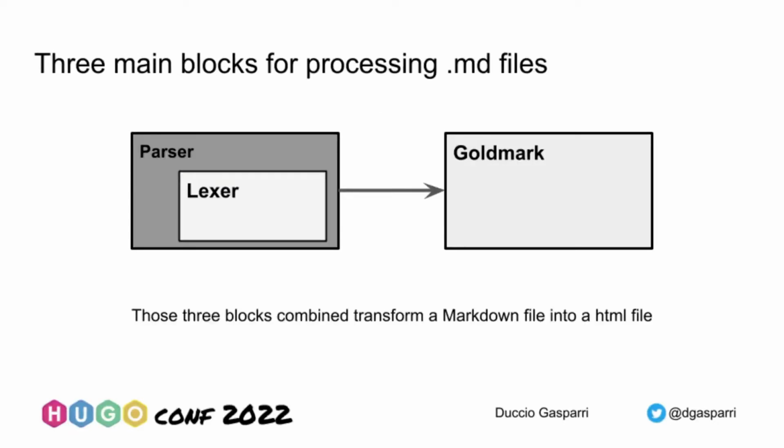Hugo has three main blocks to process Markdown files: the Lexer, the Parser and Goldmark. Those three blocks combined together transform a Markdown file into an HTML file for publishing. Now let's look at each block individually, what it does, and more important, what it doesn't.